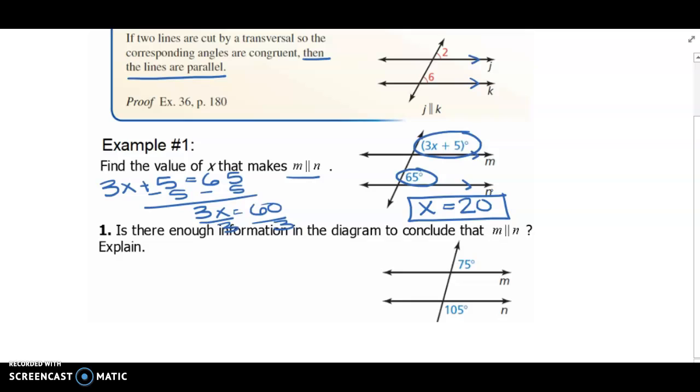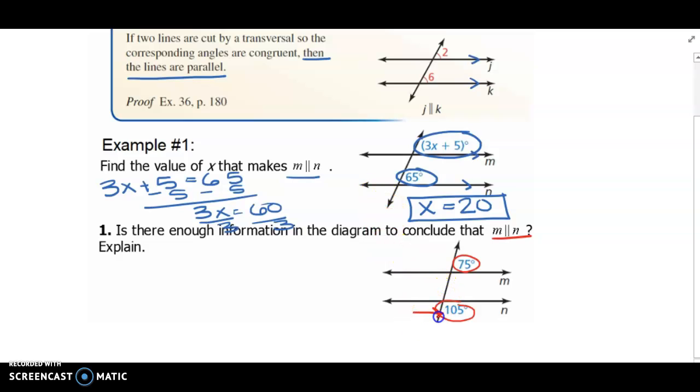Okay, now let's look at another example. It says, is there enough information to conclude that lines m and n are parallel? All right, so in order for them to be parallel, the corresponding angles have to be congruent. Well, guys, notice this and this are not corresponding angles. On first thought, you would say no, it's not possible. But let's dig a little bit deeper.